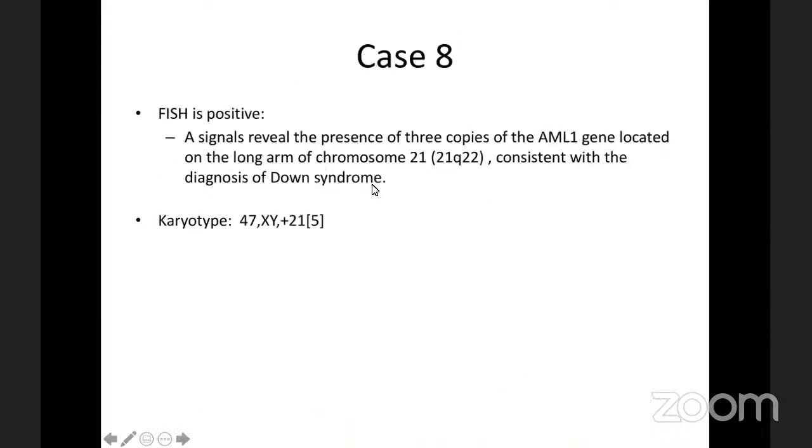FISH is positive only for the trisomy 21 and also the karyotype. So the diagnosis for this patient, looking at his age, a newborn with Down syndrome, you would think that this could be a transient abnormal myelopoiesis. Of course, you could call it a myeloid leukemia associated with Down syndrome, and you would not be able to differentiate between the two conditions.